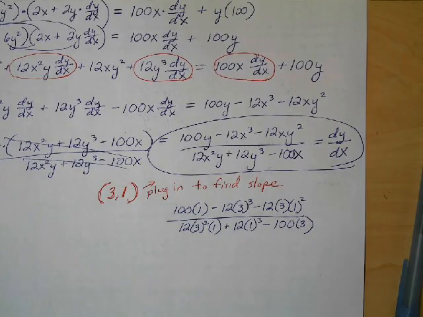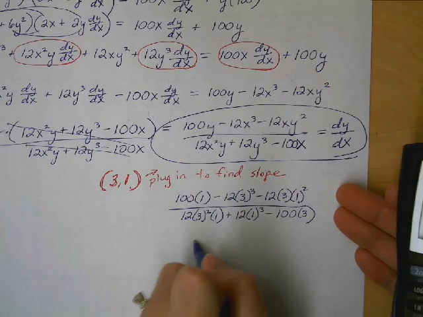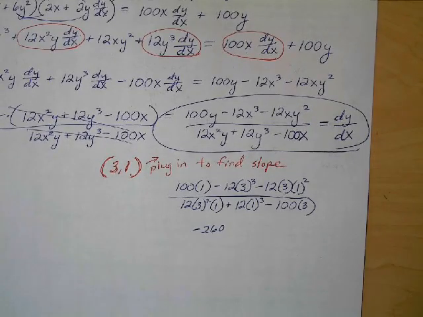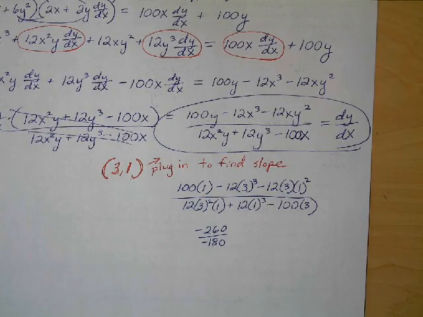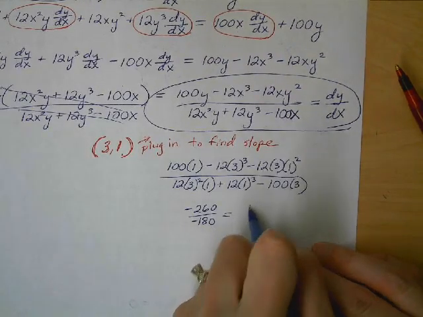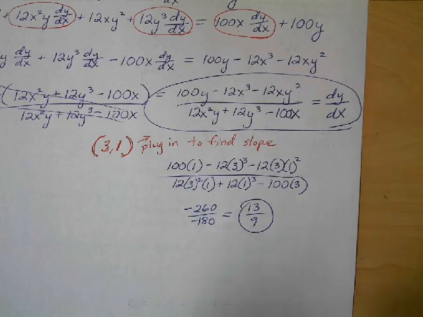So let's figure that out. I did the top part, if I did it correctly. I got negative 260. See what I get for the bottom. 3 squared, and then 12. Then we can reduce. If you reduce this down, negative divided by negative is a positive. Reduces down to 13 over 9. That's your slope.